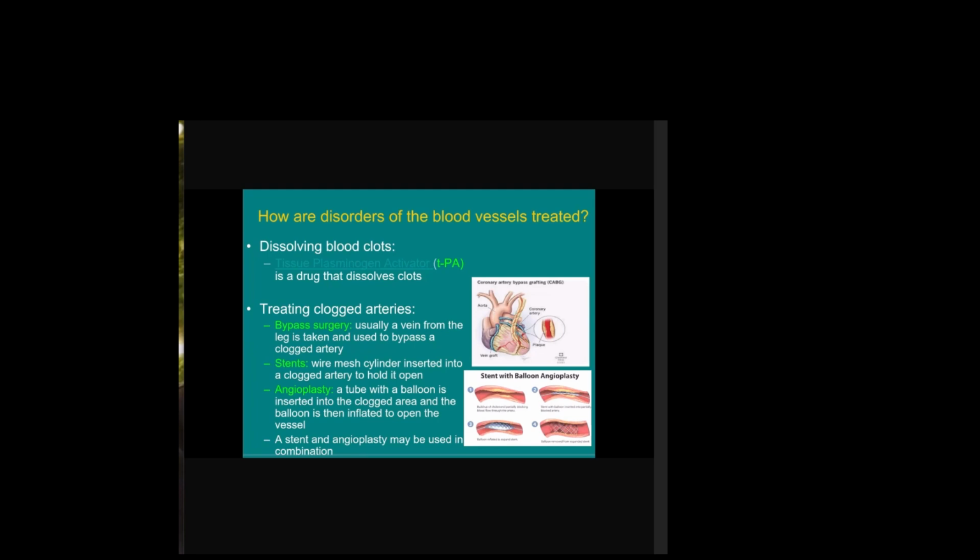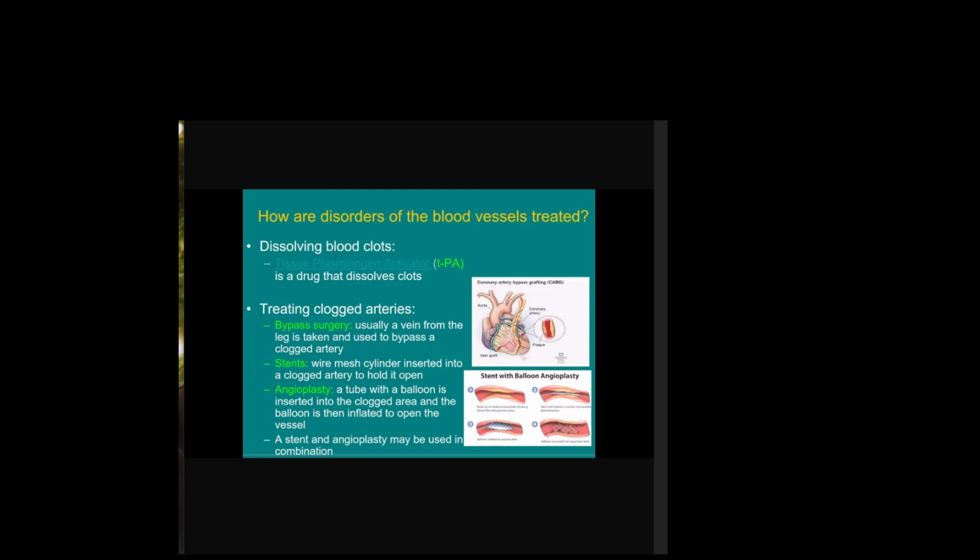Instead of going directly through the original vessel, that original vessel is blocked. So they will take another piece of blood vessel from our leg, sew it in, and move the blood to pass and go back to the area which it was supposed to be connected to.